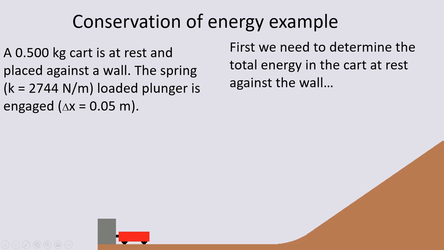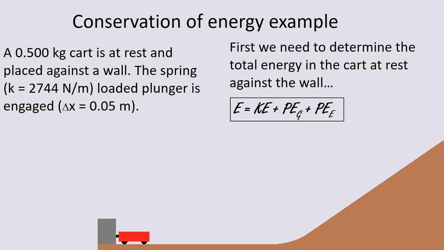First thing we're going to need to do is find the total energy that the cart has right now as it's against the wall. So our total energy is our kinetic energy plus our gravitational potential energy plus our elastic potential energy. Now we see it's not moving, so we know it doesn't have any kinetic energy. It's on the ground, so we'll say that's 0 gravitational potential energy. So all we have is elastic potential energy, which is going to be equal to our total energy of the cart right now as we get things started.